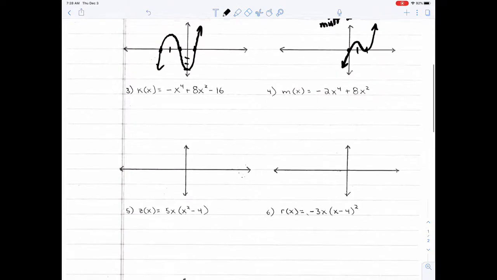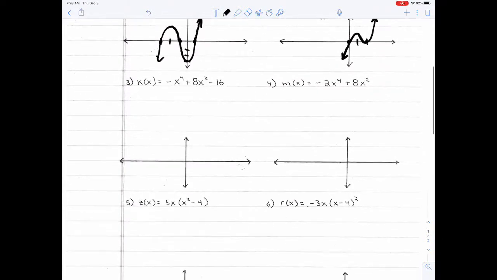Okay, let's take a look at this one, number 3. It's got a negative leading coefficient, so it's going down on the right. And since it's to the 4th power, it's an even power, it's going to go down on the left also. Okay, so let's find the y-intercept. For the y-intercept, I stick in 0 for x, and I get 0, negative 16.